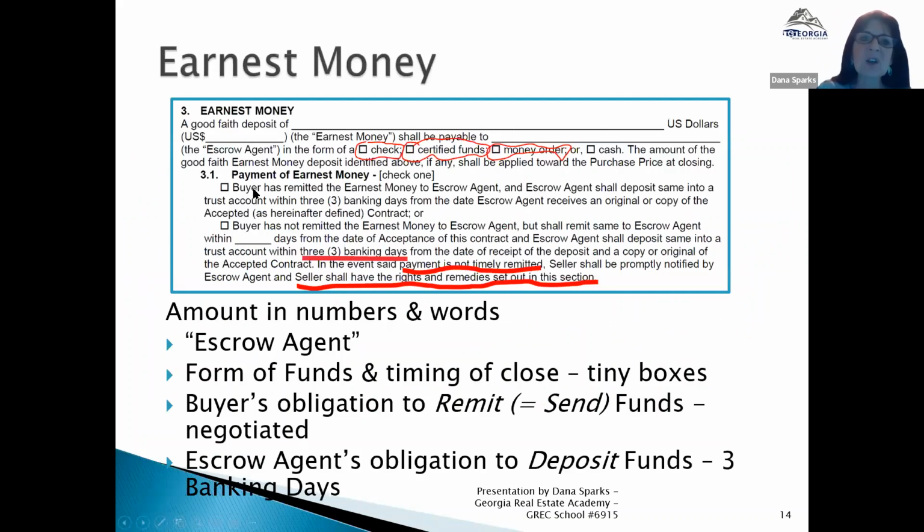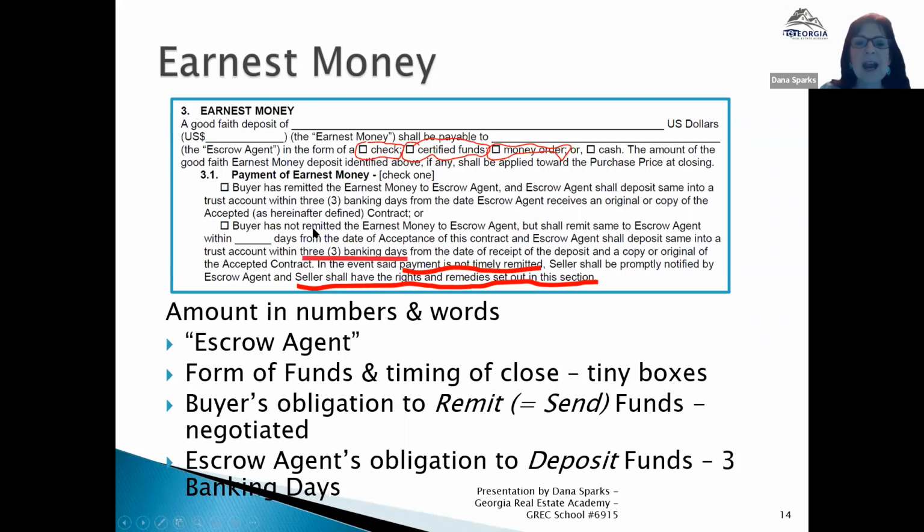So going on to the payment of the earnest money, again, teeny tiny boxes. This first option says the buyer has already remitted the earnest money. In other words, the buyer has already sent the earnest money as of the time they write the offer. And pre-printed in here is that the holder, the escrow agent, shall deposit that within 3 banking days. Remit is just a fancy word for send.